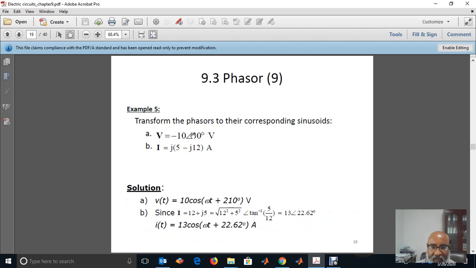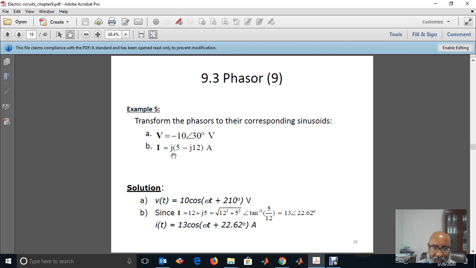Okay, this is another example. Transform this phasor to a sinusoid. I have a minus here, so I write it first in terms of an exponential: 10 times e raised to j30 degrees, times, because of the minus, e raised to j180. So 180 plus 30 is 210. So finally, I will have 10 cos(omega t plus 210 degrees).